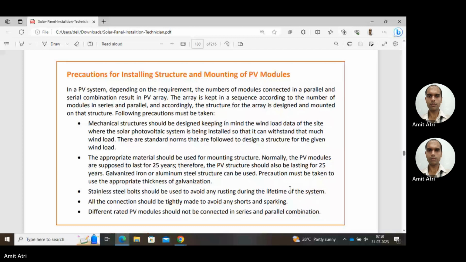Okay, so we have discussed these points: the type of material used should be strong. They should be able to withstand environmental factors like the wind. They should be strong enough to last for a long time. That's why we have preferred galvanized steel or aluminum steel for 25 years. They can withstand the environmental conditions. Then the bolts for fixing the structures should be of stainless steel.